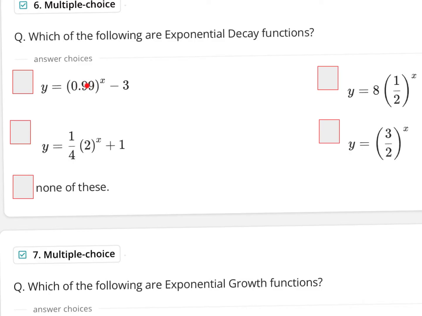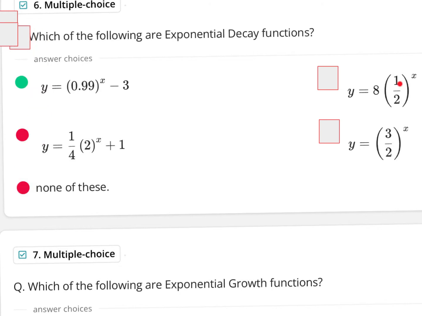So this one's definitely a decay function. They're asking for decay functions, so this one's decay. That's why it's green. This is not a decay function. 2 is going to cause anything to grow. 2 times 20 is going to grow to 40, right? It's not going to decay, so this is a growth function. Don't pick that one. That's incorrect. It's obviously not none of these.